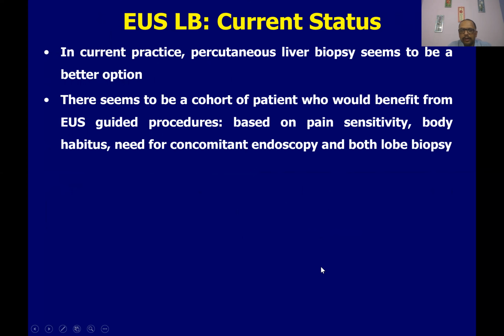So where are we in 2021? In current practice, percutaneous liver biopsy seems to be a better option than EUS guided liver biopsy. However, there seems to be a cohort of patients who would benefit from EUS guided procedures over percutaneous liver biopsy, especially patients who have heightened pain sensitivity, patients who are obese, patients who need a concomitant endoscopy for staging of the varices, and patients who need a both lobe liver biopsy. This subgroup of patients may be given an EUS guided liver biopsy over a percutaneous liver biopsy.